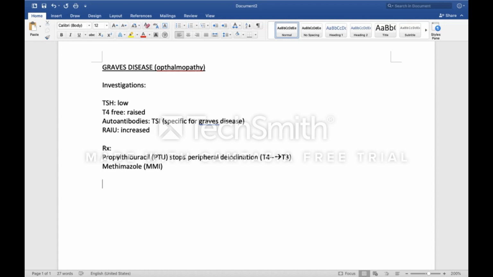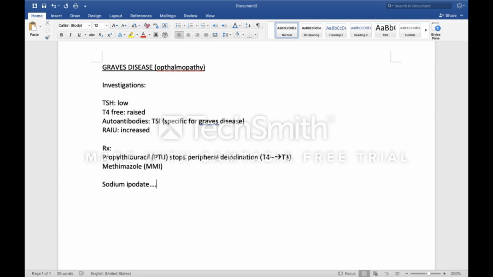So this is one of the things. Okay, other drugs which we can give someone with MMI only, which doesn't have any action in the periphery. There are some other drugs like sodium iodate. Okay, is one of the drugs.